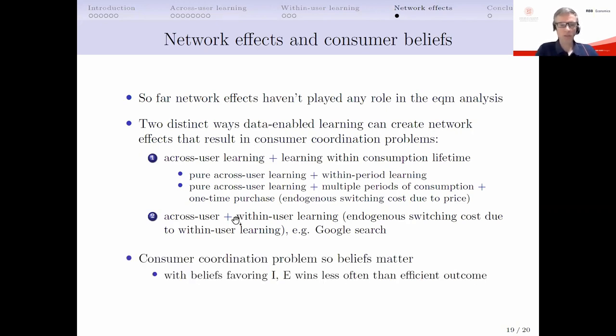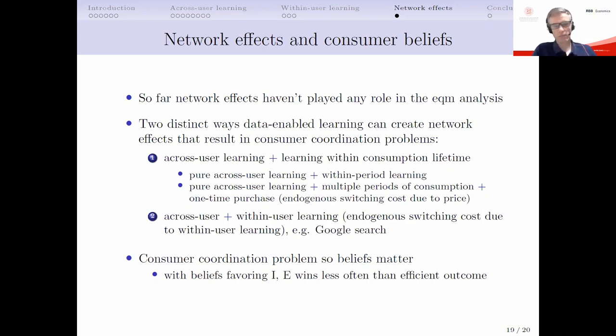And obviously when we have that, then consumer beliefs matter. In particular, the efficiency result is no longer going to hold, in the sense that if we have beliefs that favor one of the firms, like the incumbent, then the entrant is going to win less often than the efficient outcome.